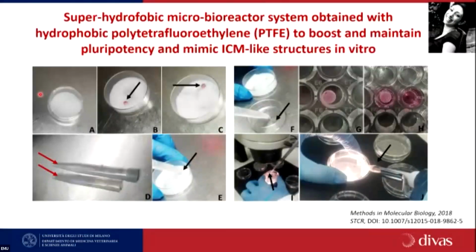Okay, so basically by selecting a specific culture approach, we can try to drive cells towards a certain decision. And I will just give you a couple of examples here. For instance, in these experiments, we used microbioreactors, and these microbioreactors were prepared using a polymer which is hydrophobic, and it's called polytetrafluoroethylene. I will just call it PTFE from now on because it's quicker.